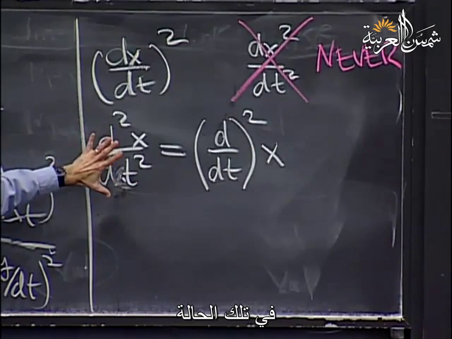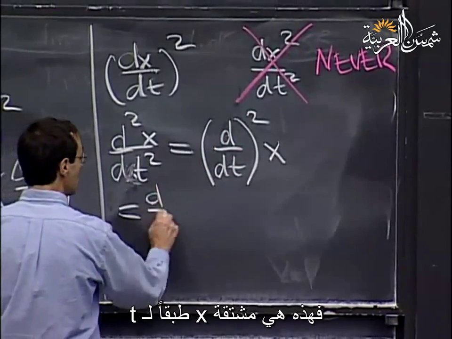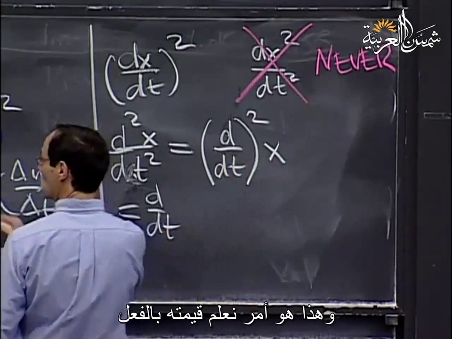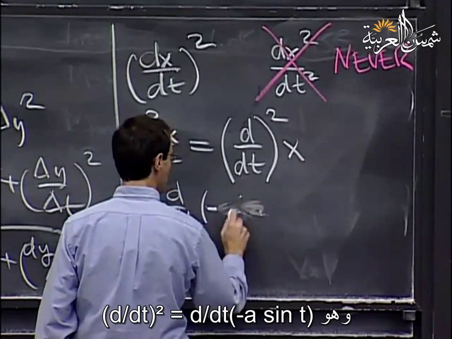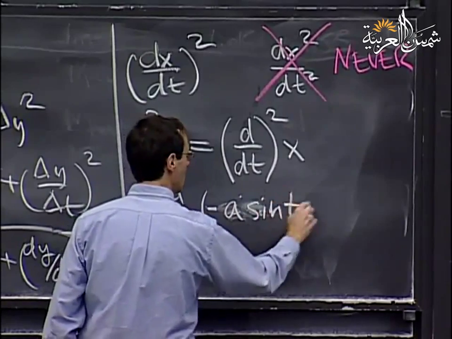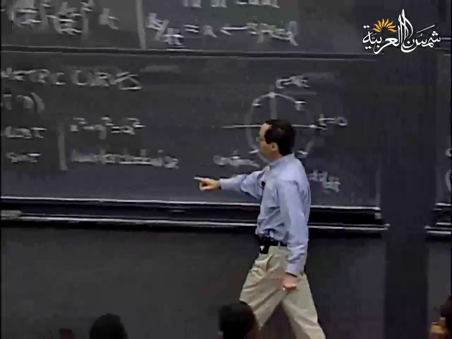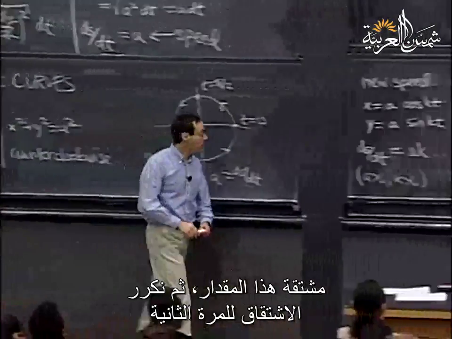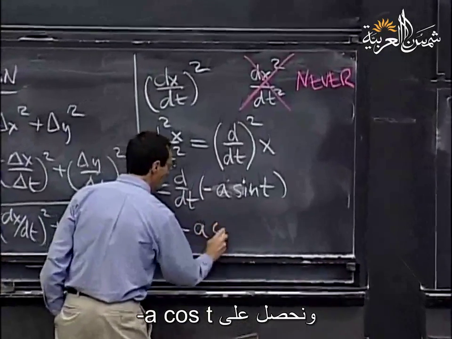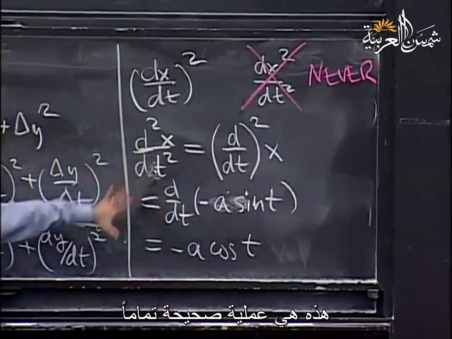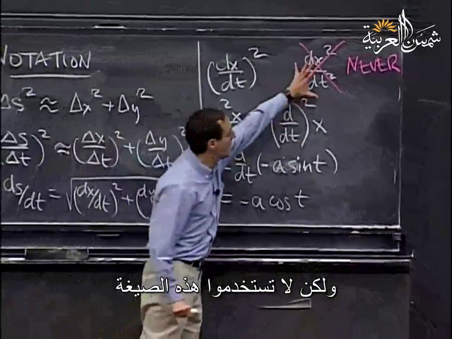Those are notations that we do use, and we can even calculate this. It has a perfectly good meaning. It's the same as the derivative with respect to t of the derivative of x, which we already know was minus a sine t, I guess. Not this example, but the previous one, right, up here. So the derivative is this, and so I can differentiate a second time, and I get minus a cosine t. All right, so that's a perfectly legal operation. Everything in there makes sense. Just don't use that.